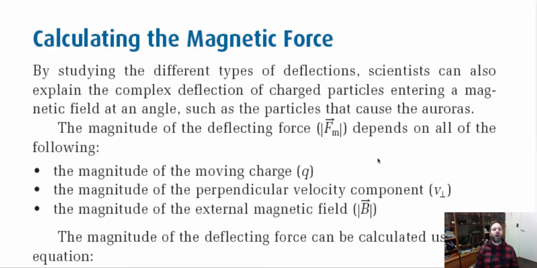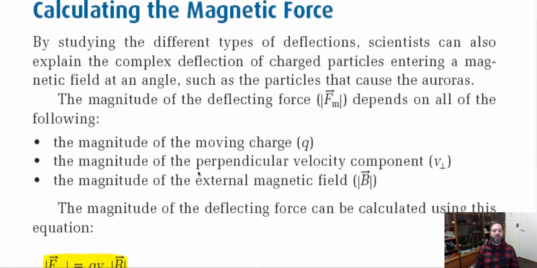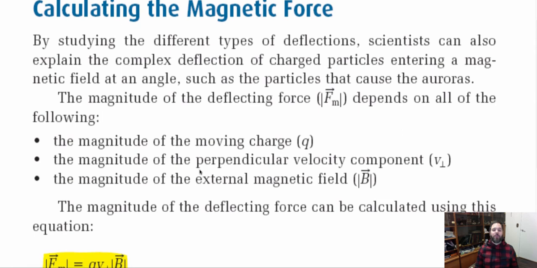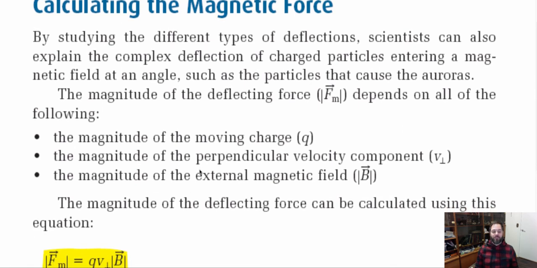Now we're going to learn how to quantitatively calculate the magnetic force. By studying different types of deflections, scientists can also explain the complex deflections of charged particles entering a magnetic field at an angle, such as the particles that cause the auroras. The magnitude of the deflection force depends on all of the following. It depends on the magnitude of the moving charge, the magnitude of the perpendicular velocity component, and the magnitude of the external magnetic field.